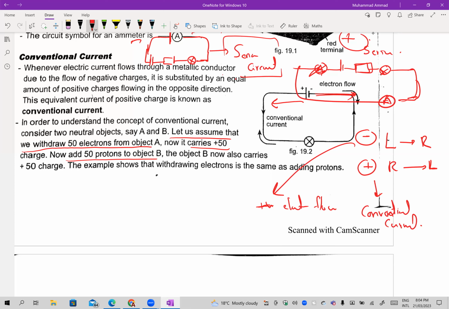And withdrawal of protons is equal to addition of electrons. For example, if you take out 50 electrons, you'll be left with 50 more protons, plus 50 charge. That's equivalent to adding just 50 protons and not doing anything with the electrons. So withdrawal of a certain amount of electrons is equal to addition of that same amount of protons to a complete system. This is the concept of electron flow and conventional current, all right?